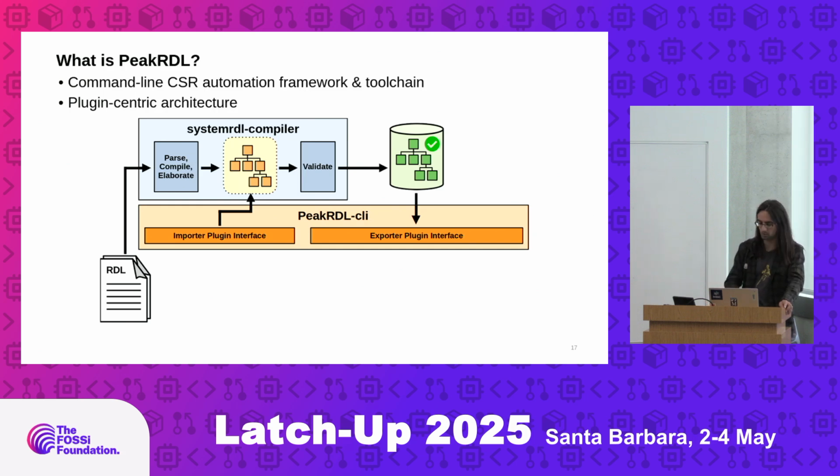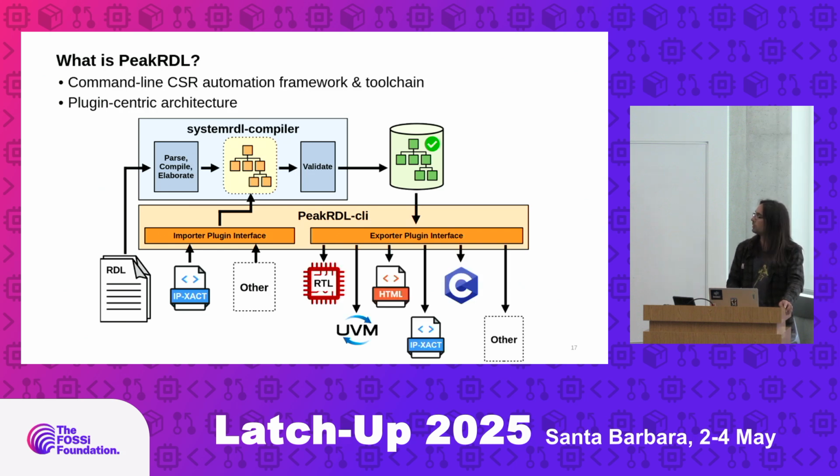And then exporters, you can generate stuff. That's not enough, obviously, so I started building some tooling to plug into this so we can take in IP-XACT, so maybe some third-party vendor gave us an IP-XACT file. And then we can also generate all these other things, so RTL, UVM, HTML. I'll talk about these in a second a little bit more.